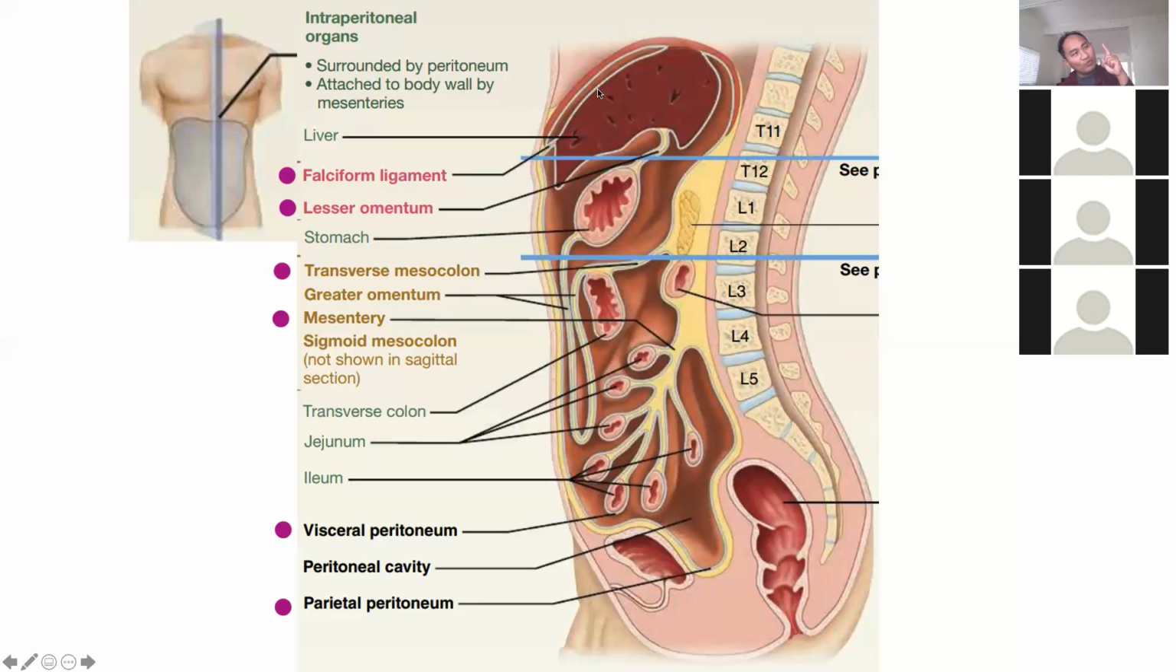So here, what I want you to remember is this anterior fold of the peritoneum came here and folded back. This posterior fold of the peritoneum came to the liver from the back and folded back. So there is a small area of the liver which is not covered with the peritoneum. That area is called the bare area of the liver.